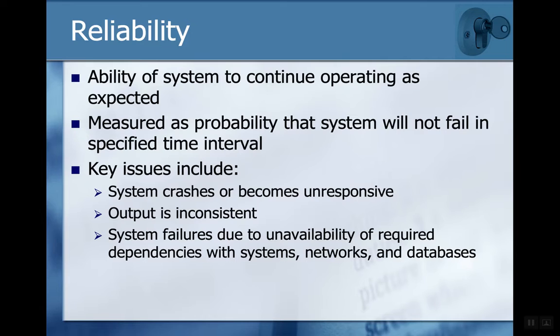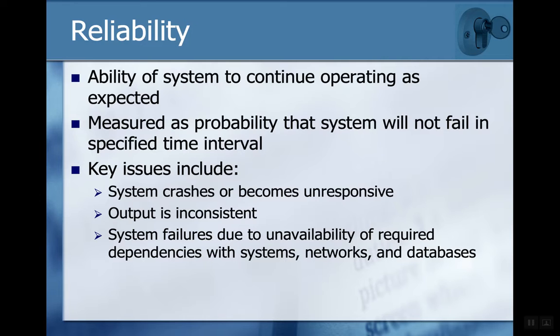Reliability, defined as the ability of the system to continue operating as expected. It is the probability that the system will not fail within a specified time interval. A lot of issues you'll see are system crashes. Unreliable software will intermittently fail, usually at the most inopportune times. Or you can also define it by output. If you have a calculator where every fifth or sixth calculation is incorrect, we would consider that to be inconsistent and unacceptable.